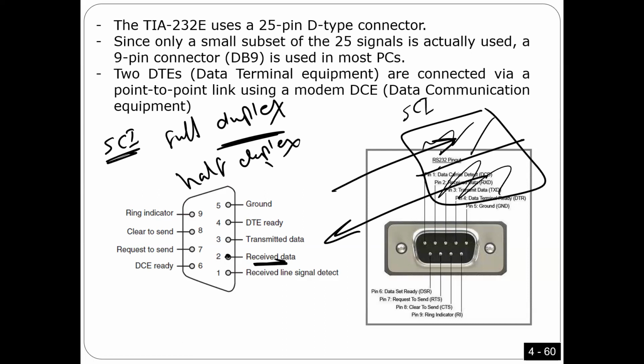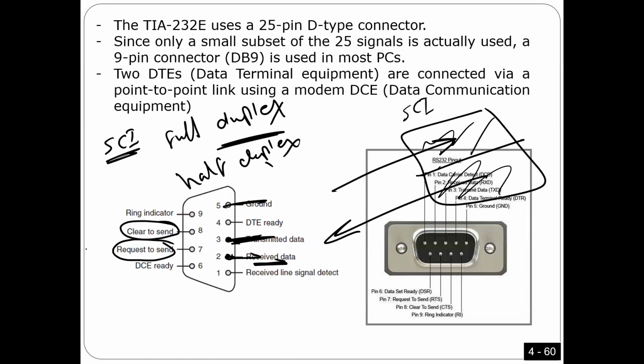You can see here, received data should come to this pin. We have here transmitted data, so you are going to use only this pin to transmit data. This is the ground. You can see we have other things related to the communication, like request to send, clear to send.